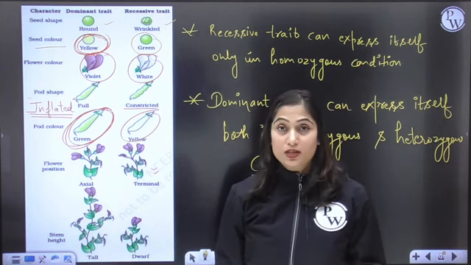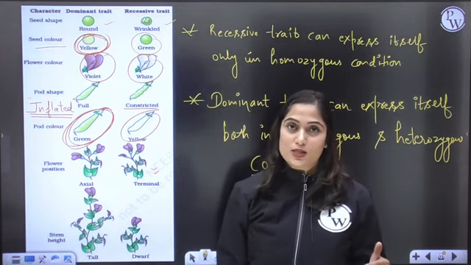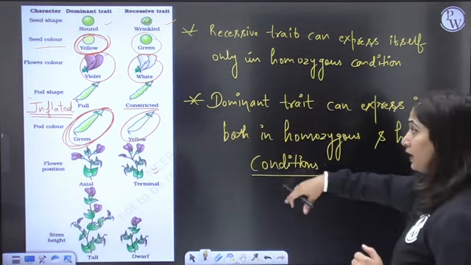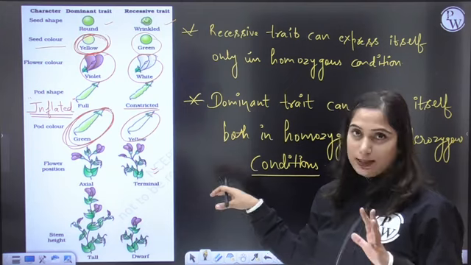Okay? Because a dominant allele can express itself both in homozygous condition as well as heterozygous. So these kinds of questions can come from this part. So remember this point.